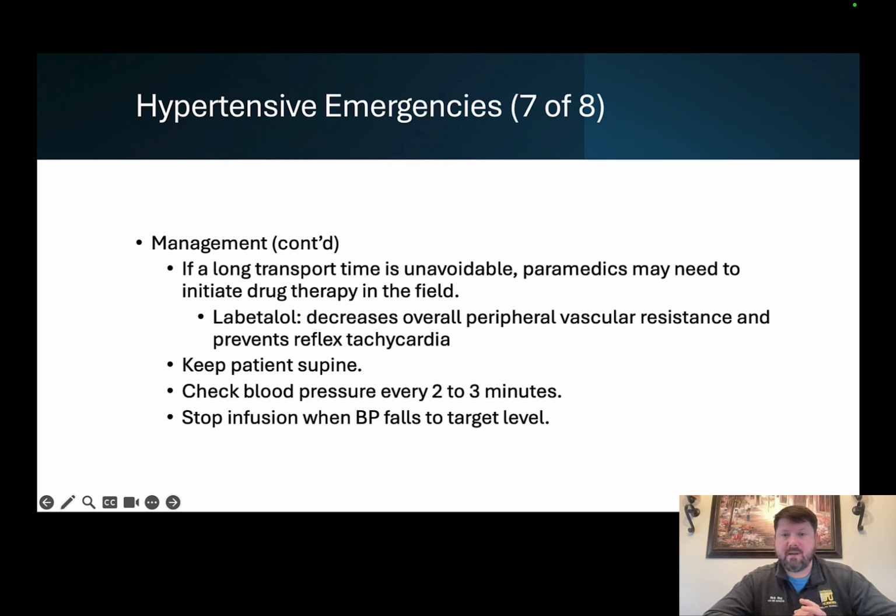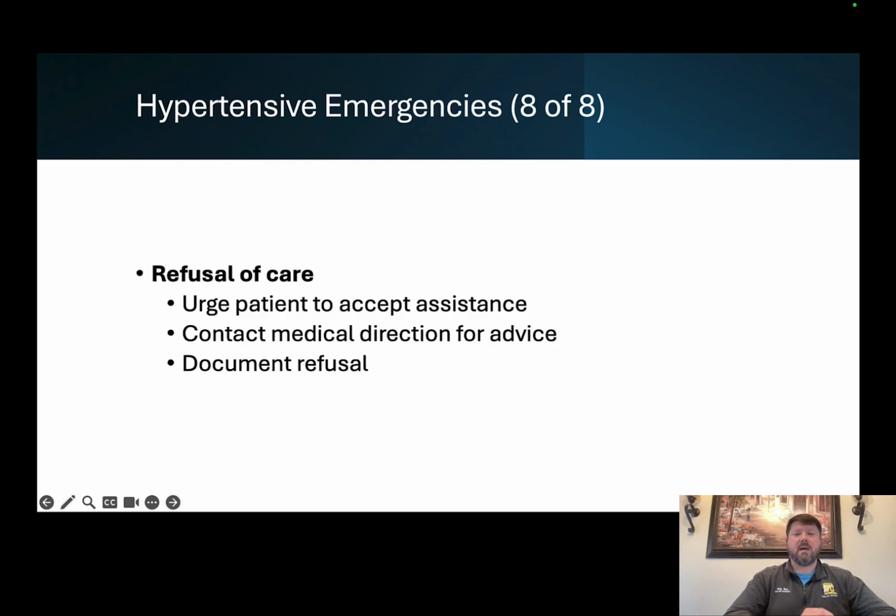Labetalol is an alpha and beta blocking drug, whose properties decrease the overall peripheral vascular resistance, as I just mentioned. Keep the patient supine if tolerated. Measure the blood pressure at least every 2 to 3 minutes. Stop the infusion when the blood pressure has fallen to the target level. A patient with a hypertensive emergency requires transport to the closest appropriate facility. If the patient refuses care, you should repeatedly urge the patient to accept assistance. Make sure you document very well and consider contacting medical direction for advice.